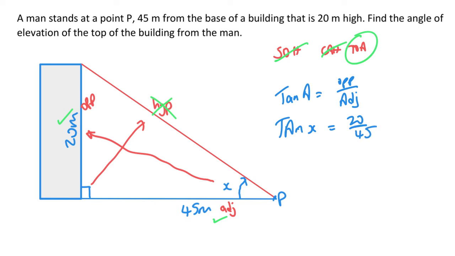So we have to do the inverse tan, the second function, or the shift of tan. And it's tan to the minus 1 of 20 over 45. So our calculator will do shift or second function and then press tan and then put in 20 over 45 and we get an angle of 23.96 degrees to 2 decimal places.